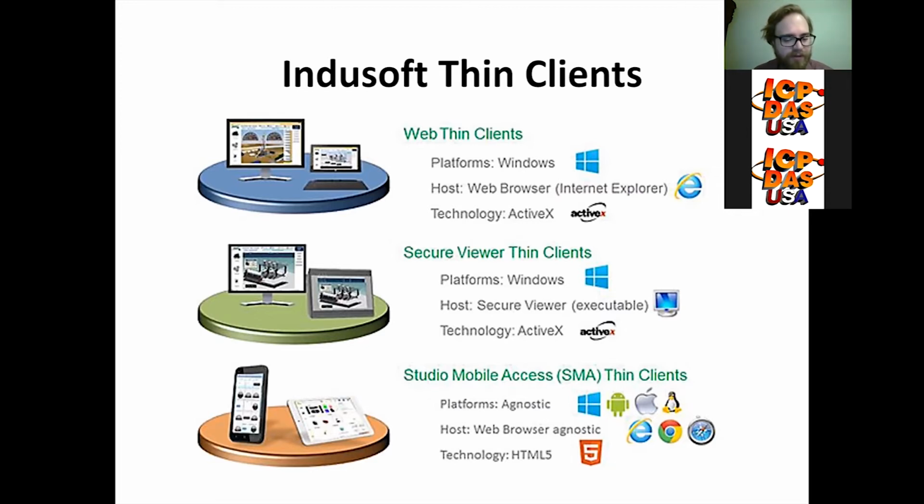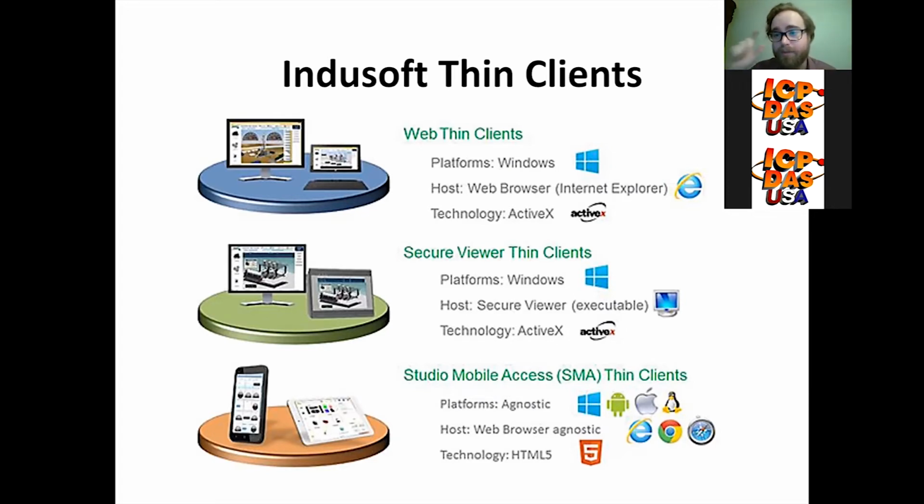Thin clients come in 3 different types: Web Thin clients, Secure Viewer, and Studio Mobile Access. Web Thin clients are viewed through Internet Explorer and are for remote users who need occasional access to information from the project. Studio Mobile Access is for similar users who only need occasional access to the project, but this is an HTML5 based client that works with any browser. And then there are Secure Viewer clients, which run off an executable file, and these provide multiple control stations as in a control room or a large machine.